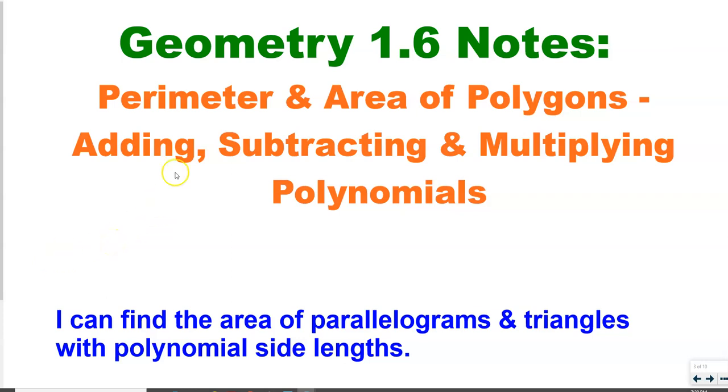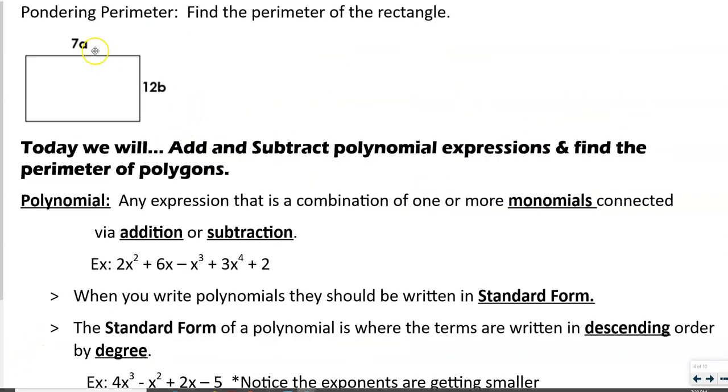So in this lesson today, I'm going to go over perimeter and area of polygons, adding, subtracting, and multiplying polynomials. By the end of the lesson, you're going to be able to find the area of parallelograms and triangles with polynomial side length. So if you look at this image here and I say ponder the perimeter, find the perimeter of the rectangle, can you do that for me?